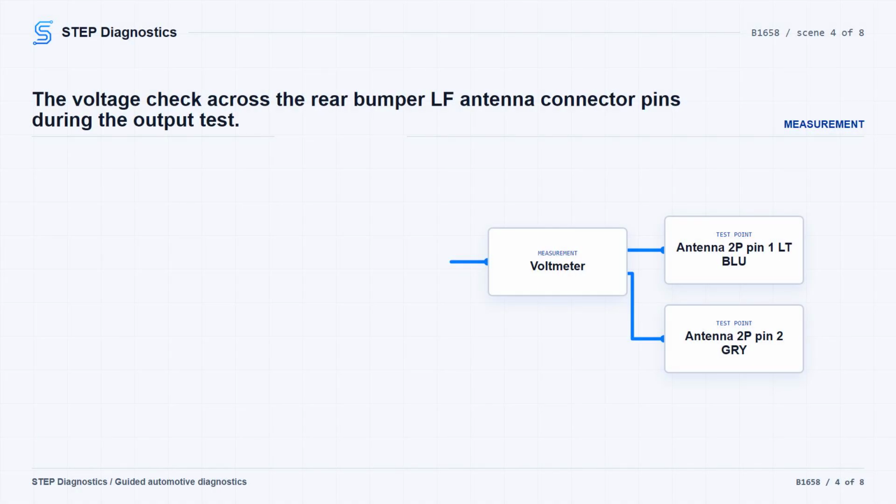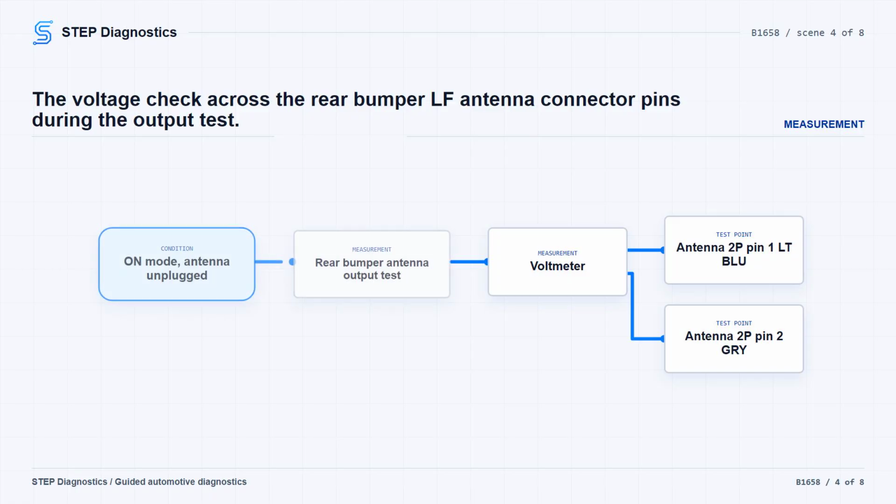Next, check whether the keyless access control unit is sending output on the EXDTR plus and EXDTR lines. Press the engine start/stop button to select the OFF mode, then disconnect the rear bumper LF antenna 2P connector. Press the engine start/stop button again to select the on mode.